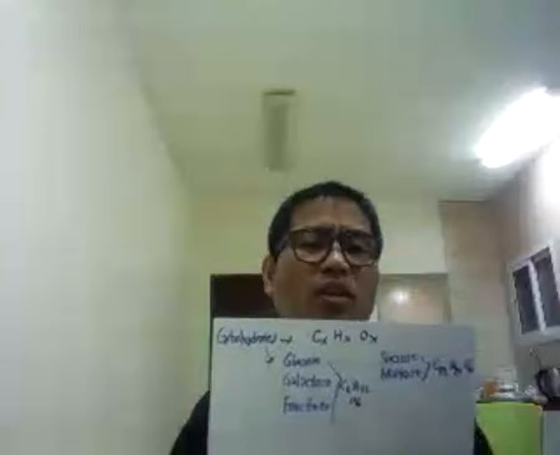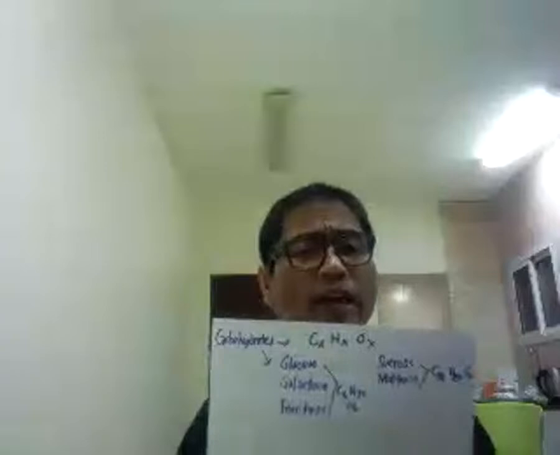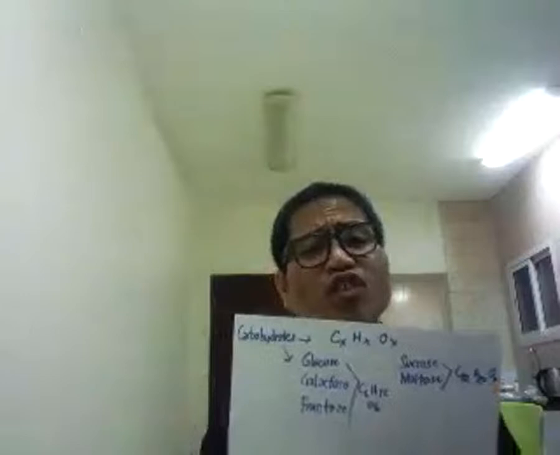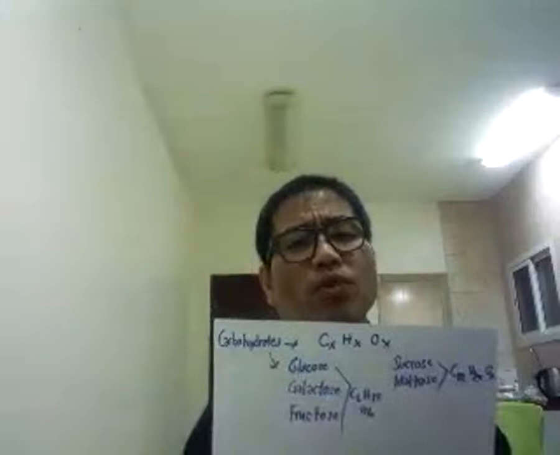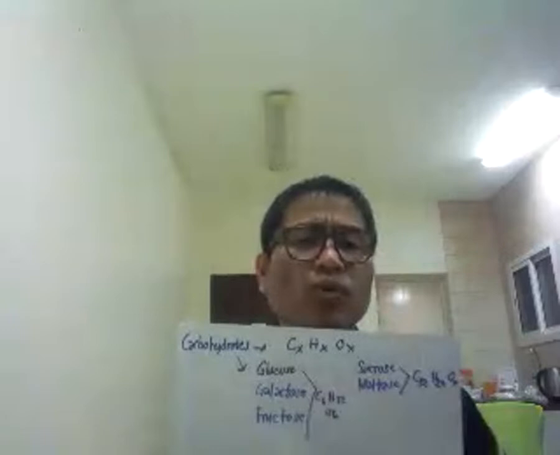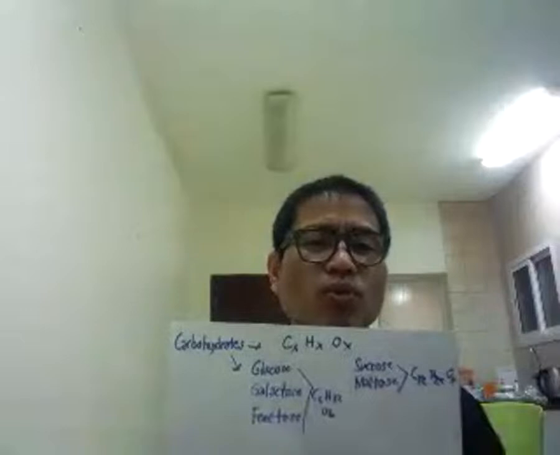Maltose and sucrose have another formula, which is carbon 12, H22O11. This can be obtained through a polymerization reaction, dehydration synthesis, meaning water is removed. Glucose combines with glucose to produce maltose, and glucose combines with fructose to produce sucrose. Again, that means dehydration synthesis for sucrose, and dehydration synthesis for maltose.